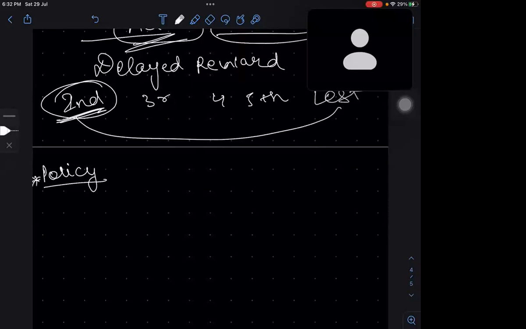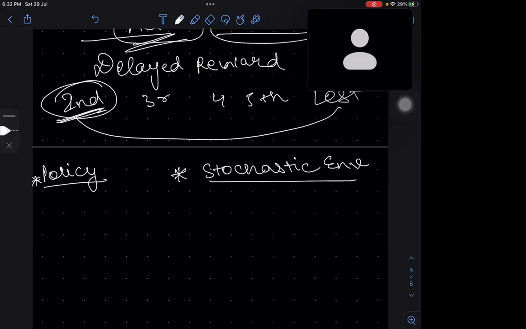So we discussed the policy as well. Now, coming to what is stochastic? As the professor has also used the word stochastic environment. What is stochastic? The uncertainty in environments where there is randomness.